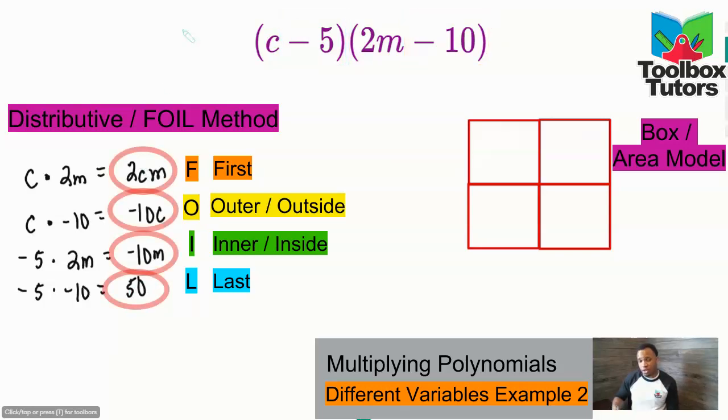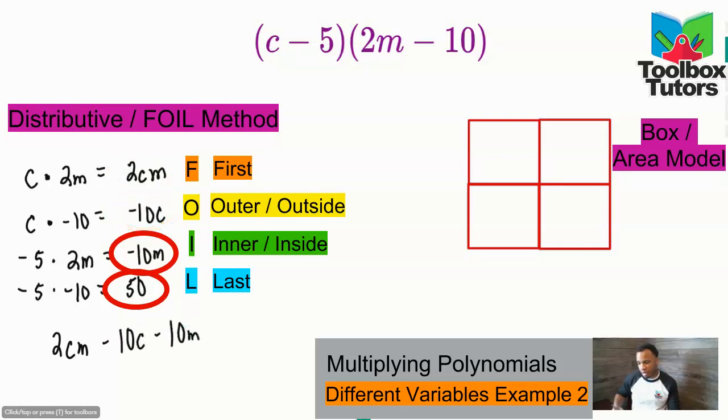So now looking at these four terms we have, we want to determine if we have any like terms. And of these four terms, we have no like terms. So we'll bring each term down, and they would all be part of this answer, giving us 2cm minus 10c minus 10m plus 50 as your final answer.